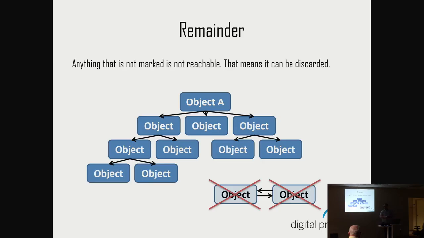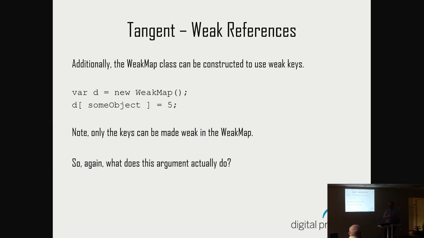So a weak map is a special type of thing that allows you to use objects as keys, but they don't count in this mark and sweep cycle. Okay? So what that really means is that when we create a weak map, we say our D is some new weak map, and then D of some object equals 5. By the way, all of the keys have to be object-like. They can't be strings at all in a weak map, and only the keys can be weak.